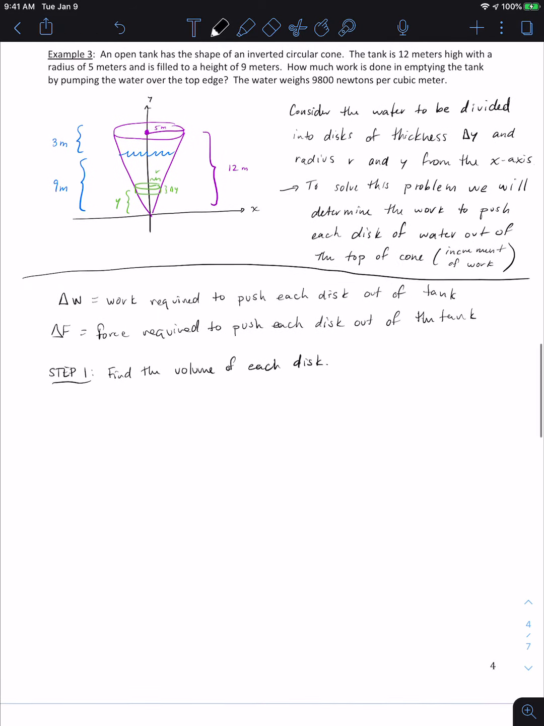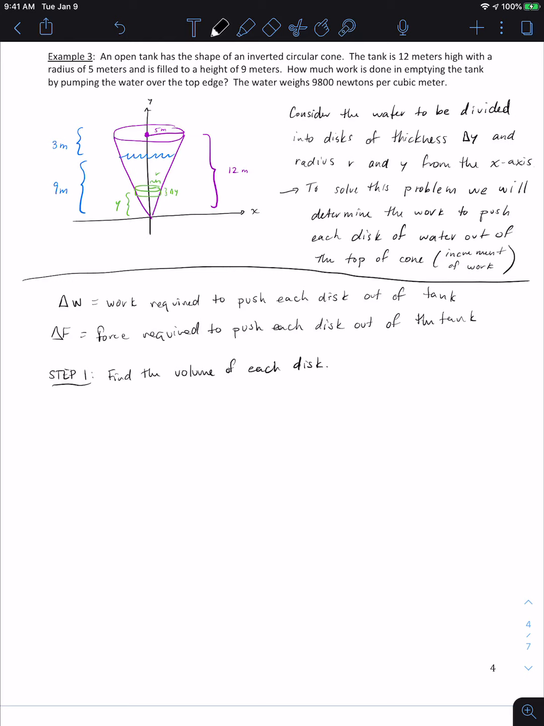Okay, so if we zoom in on each disc there, notice that it is a cylinder, right? Each disc is a cylinder. We know the volume of a cylinder in general is pi r squared h. So in this case, let's fill in what r squared and h is. R is still r because we called our radius r. And our height now, what's the height of each one of those discs? Delta y. That's our volume.